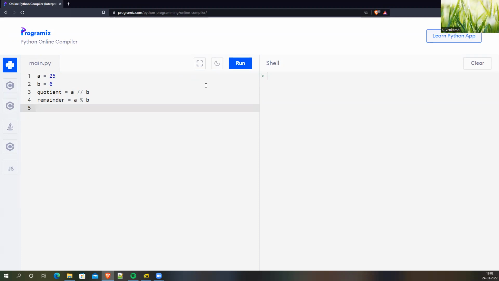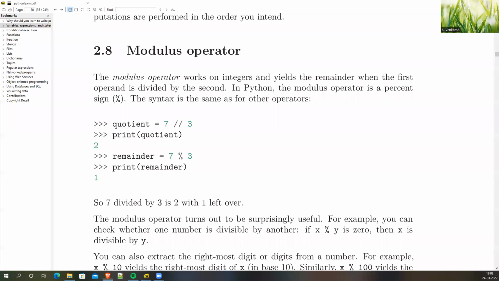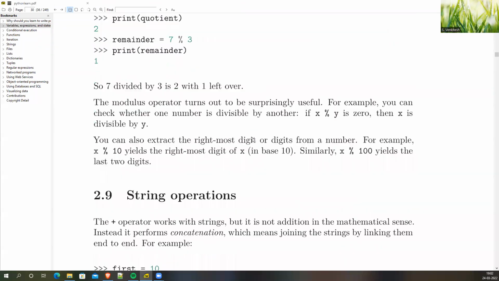That is not a problem. So A divided by B, what will be the quotient? 6 fours are 24, right? So 4 will be the quotient and then remainder will be 1. So let us check whether we get that. In order to check, we'll have to print quotient and then remainder. So yes, quotient is 4 and remainder is 1. Is that okay? All right. So that is where we are.